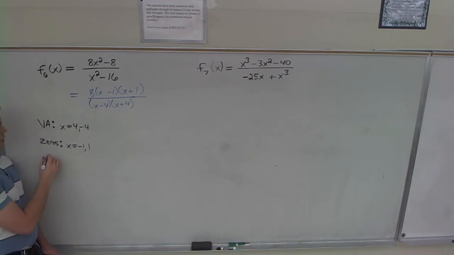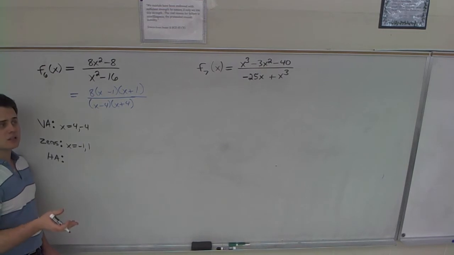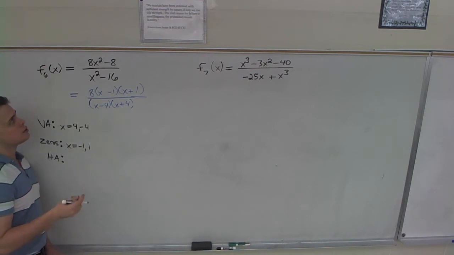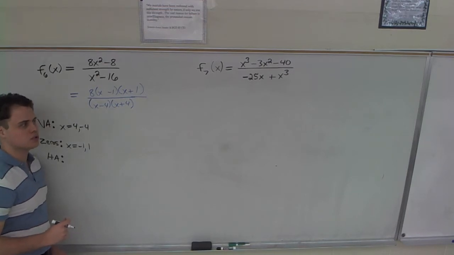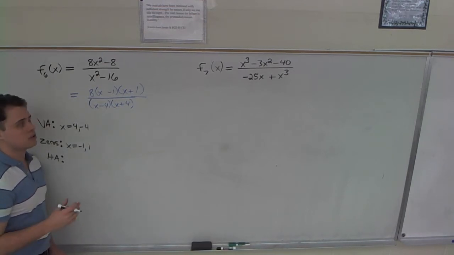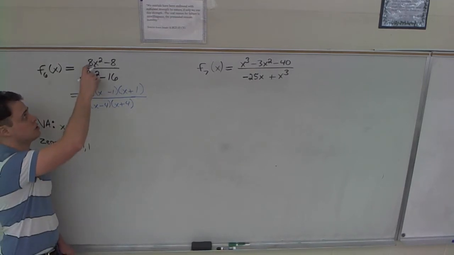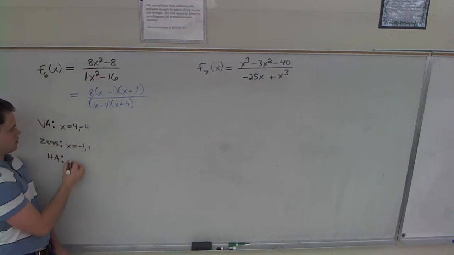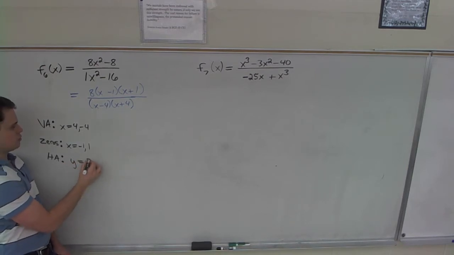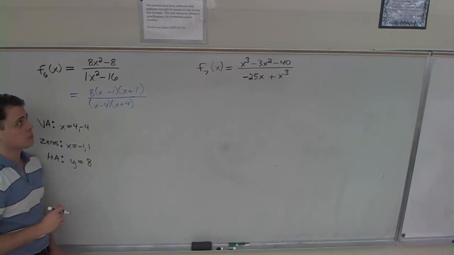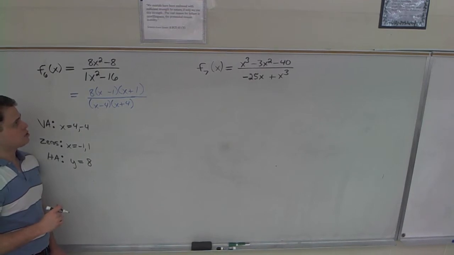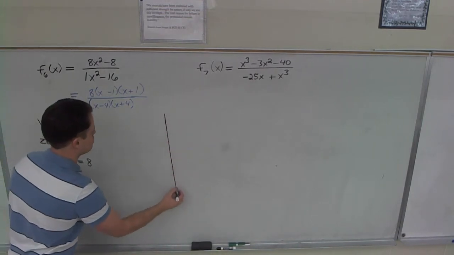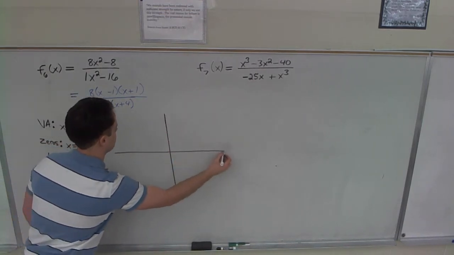Okay, then we want to think about our horizontal asymptote. So where's that going to be? We've got to think about the degrees, remember? So the degree on the top is 2 since it's a parabola. The degree on the bottom is also 2 since it's a parabola. So if they're equal, remember you look at a ratio of the leading coefficients. The leading coefficient here is 8 and here is 1. So we're going to get an asymptote at y equals 8 over 1 or 8. Okay, let's start graphing it. I think that's enough to start seeing how this looks.